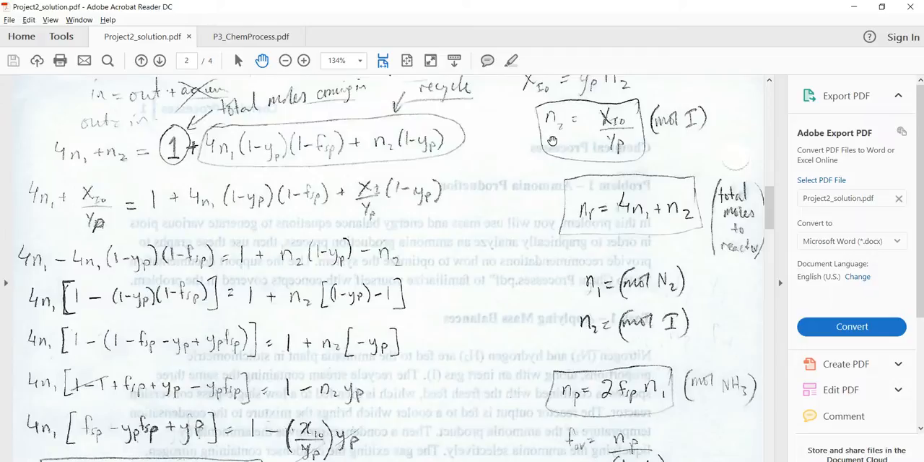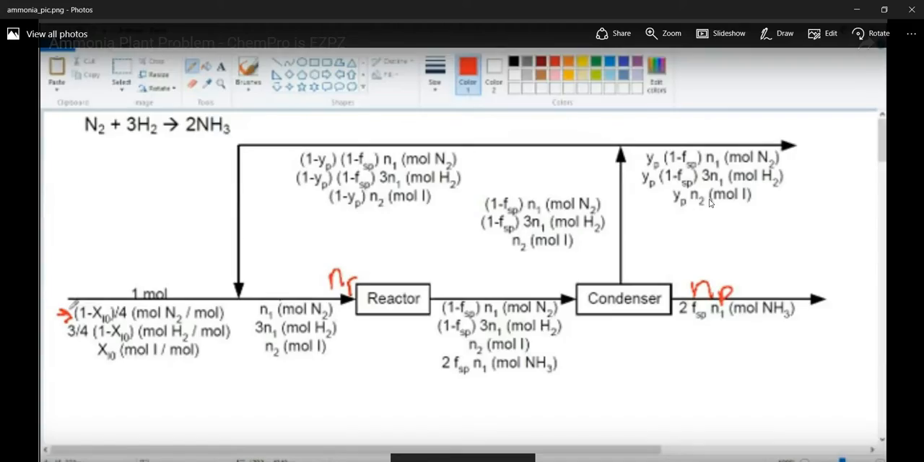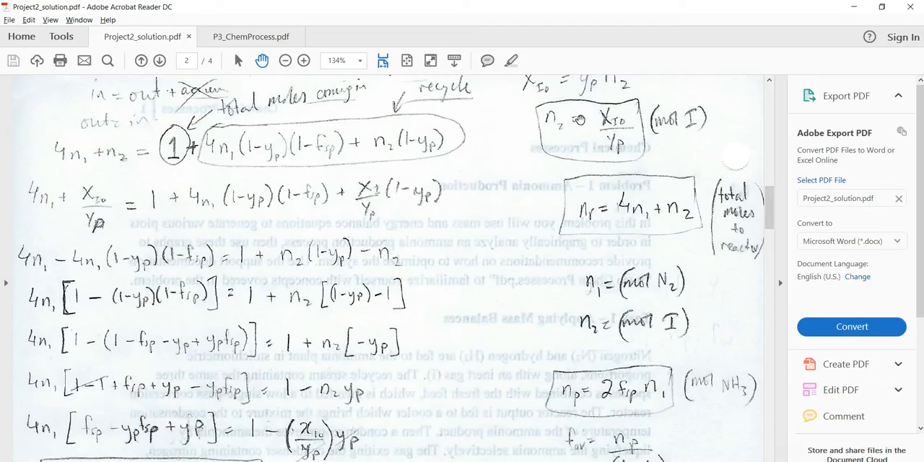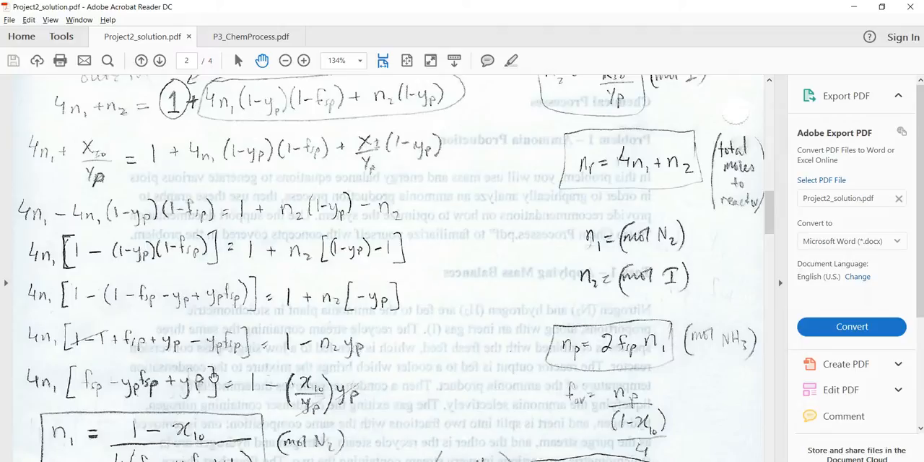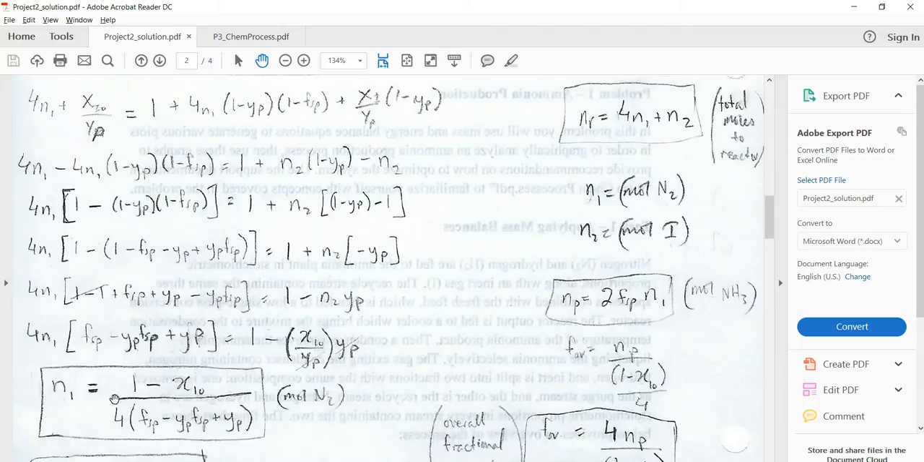Now, N2 is the number of moles of the inert gas. The inert gas is not going to react into any of this. So the number of moles coming in for inert gas is going to equal the number of moles going out. So N2 can be found using this equation right here, xi naught over yp. If we sub that back into this equation, use algebra to figure out what N1 is, which brings us down to over here.